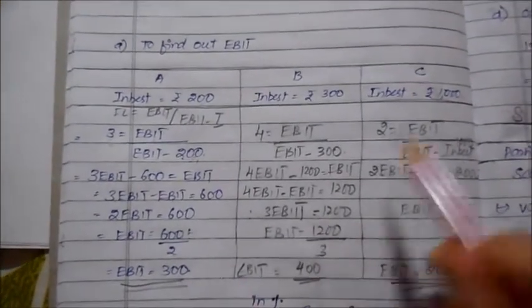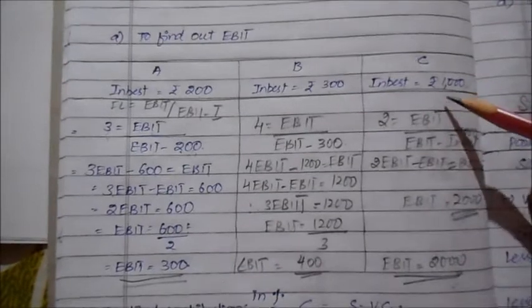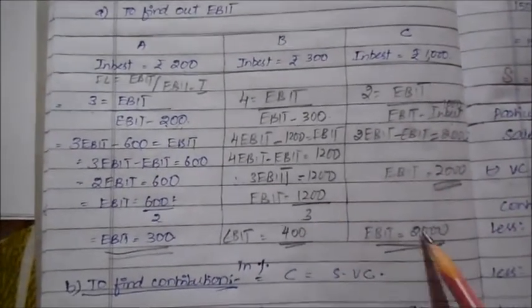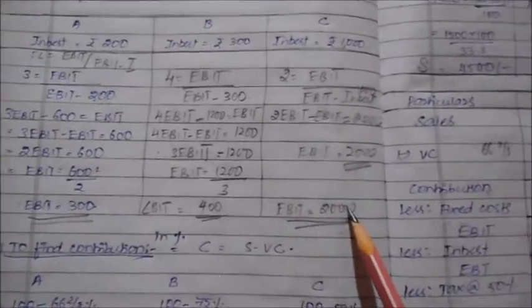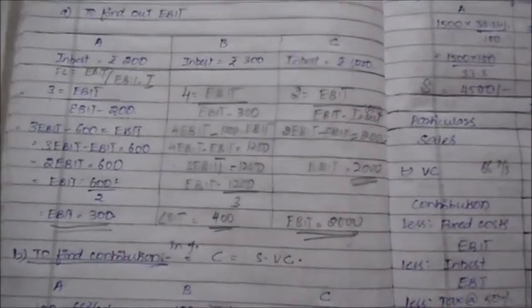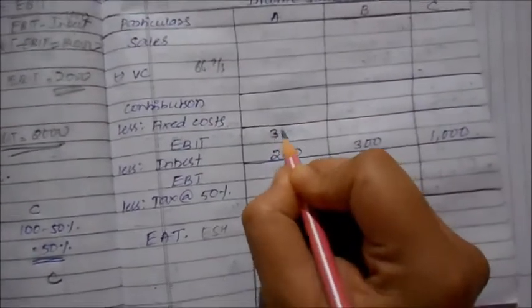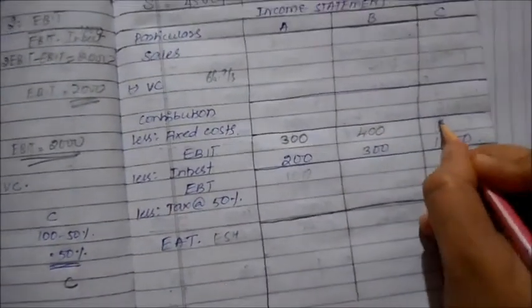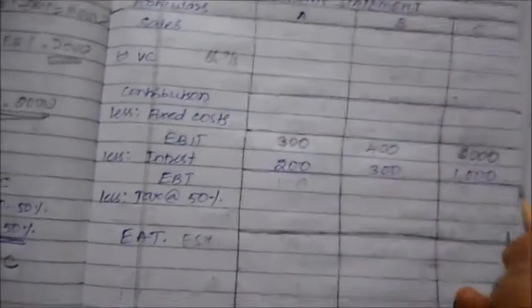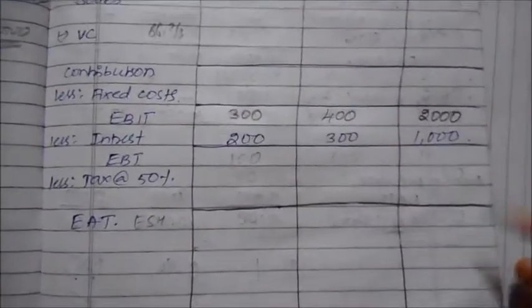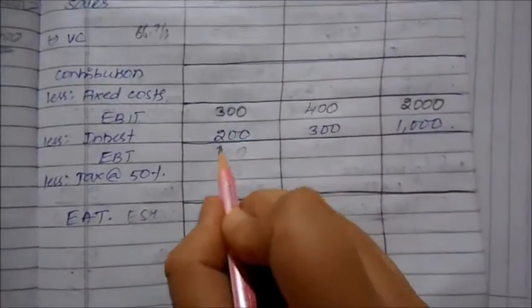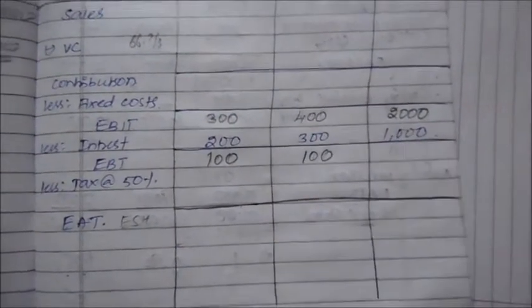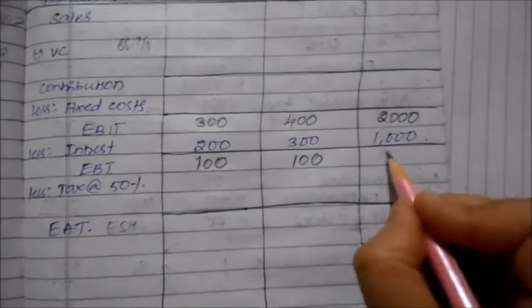So similarly you will also have to calculate for the second and for the third one, which will come down to EBIT of 400 and 2000, right? So when we have already found out the information, let us make a note of it. So this becomes 300, this is 400, and this is 2000. Now with the available data, what can we do? We can compute things later. 300 minus 200 is 100, 400 minus 300 is 100, and 2000 minus 1000 is 1000.